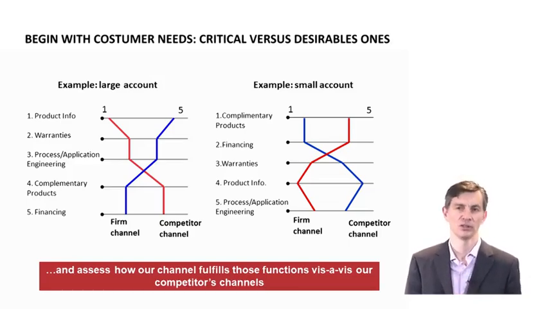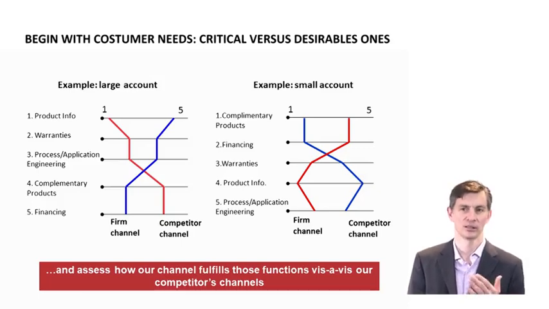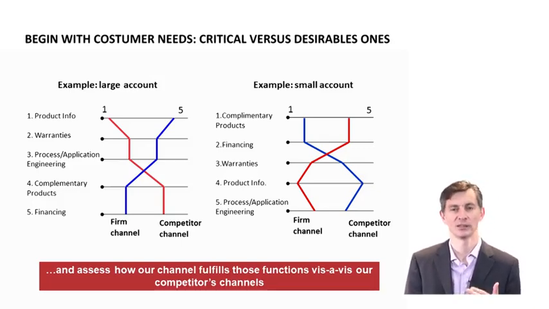Process, application engineering, and so forth and so on, they do slightly better. On complementary products, they're much better. And finally, in offering financing. On the other hand, I am much better in the first top 3 attributes, which means that I probably will be able to serve via my partner network large accounts.